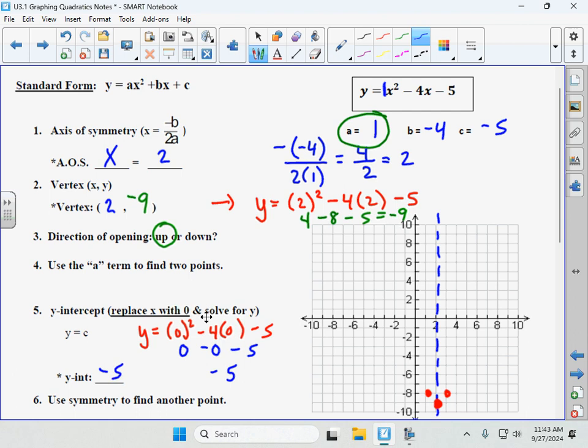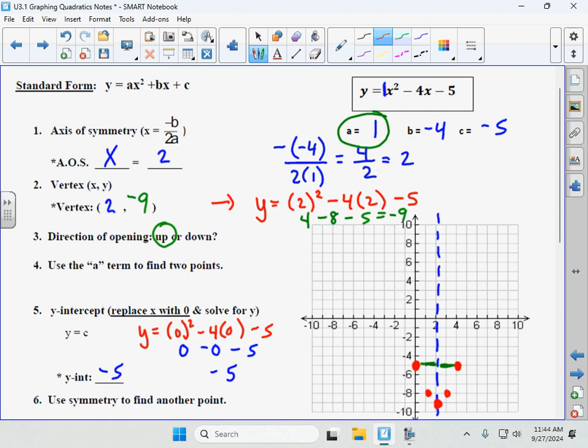So on our y-axis, we can put a dot at negative 5. There it is. Now we're going to use symmetry to find another point on our graph. You count how far that y-intercept point is from your axis of symmetry line, and we can see that it's 2 units away. So we count 2 units on the opposite side and put another point, and that would be down here.